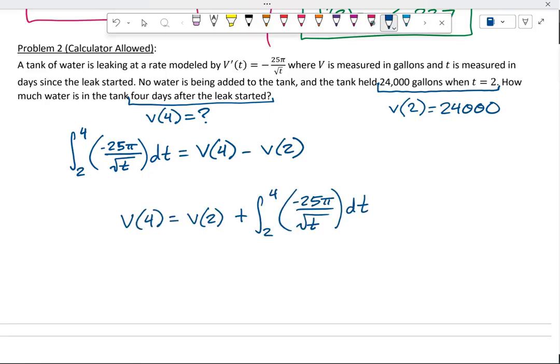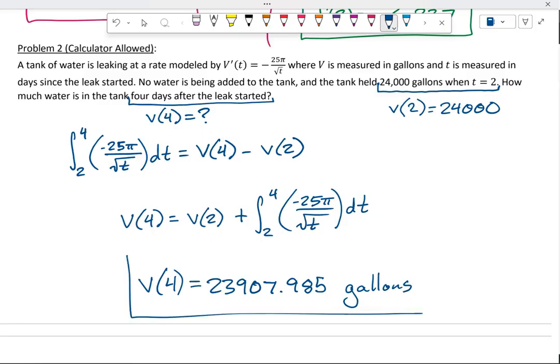All right, ladies and gentlemen, how much water is in the tank after 4 days? 9.85? Does it round up to 5? All right, sounds great. And then what's our unit? Gallons. All right, there we go.